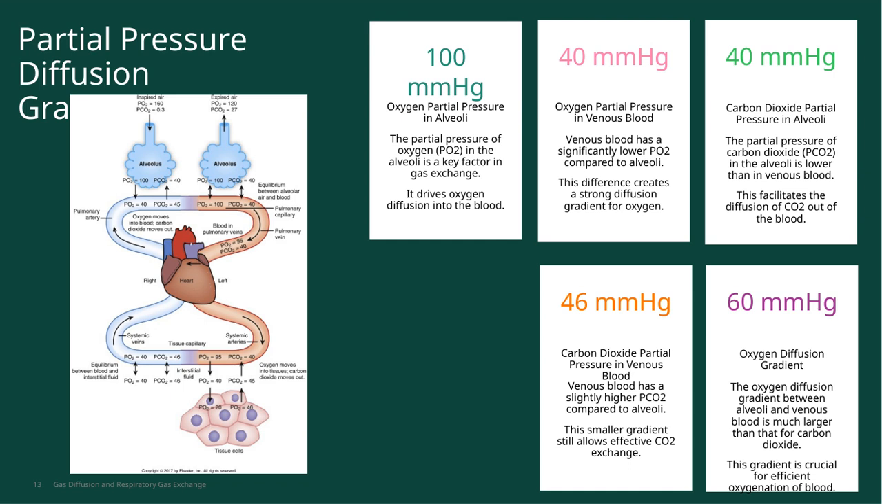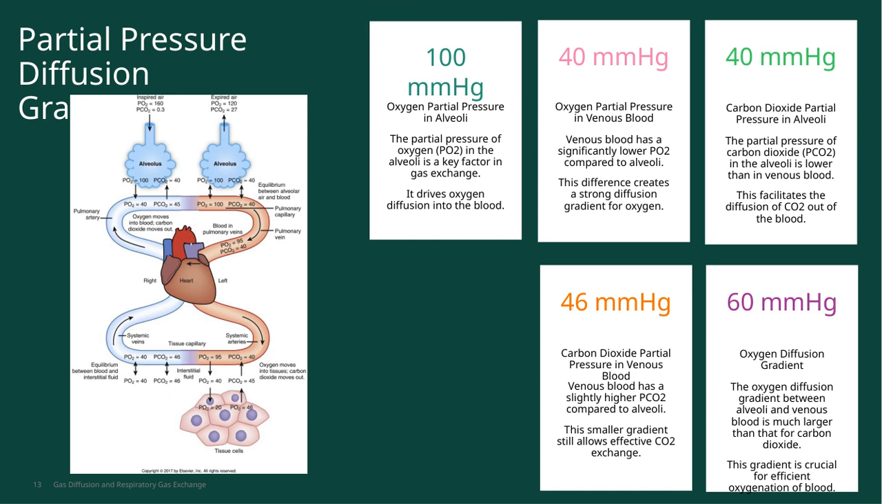For oxygen, the partial pressure in the alveoli is about 100 mmHg, while in venous blood, it's roughly 40 mmHg. This big difference creates a strong diffusion gradient, making oxygen move rapidly into the blood where it's needed.